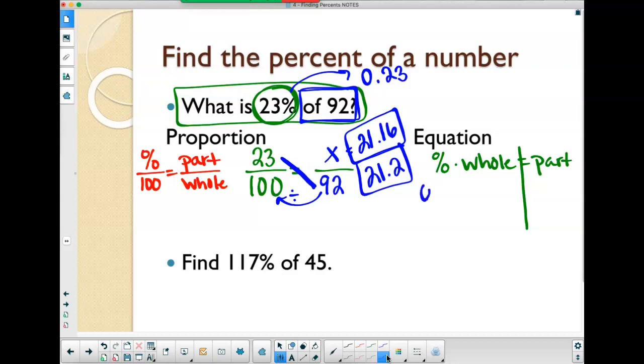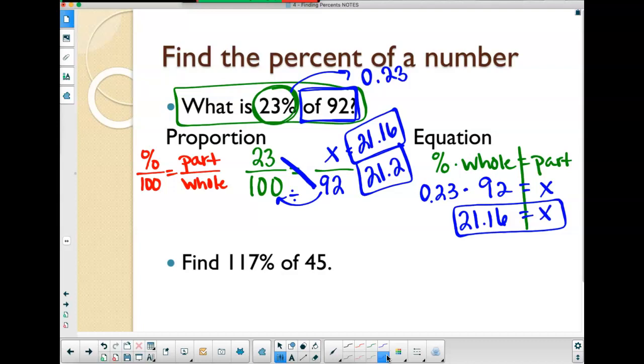Okay, so we'd have to put 0.23 times the whole, which is 92, equals our part. And when you multiply that, you get 21.16. Again, I don't care which way you use, but you can't forget to write your percent as a decimal if you're using the equation. It's kind of why I like the proportion better. I don't have to worry about that. Okay, and we're pretty good at solving proportions.